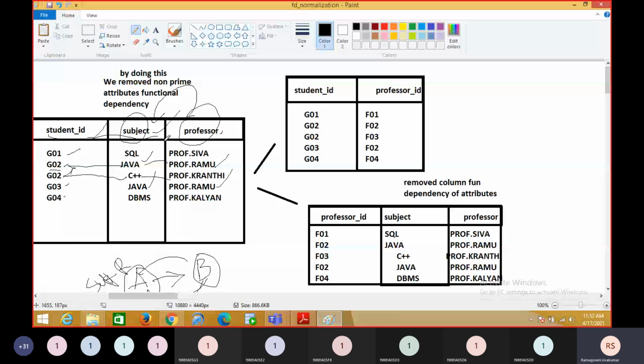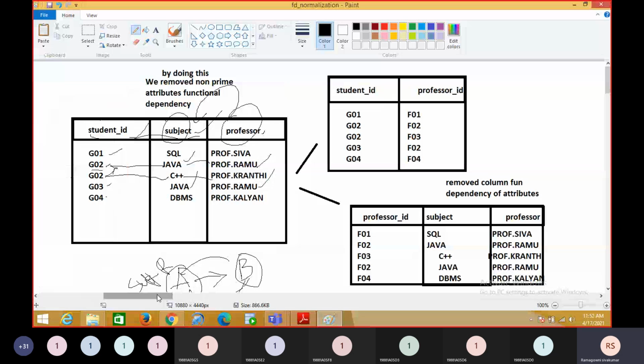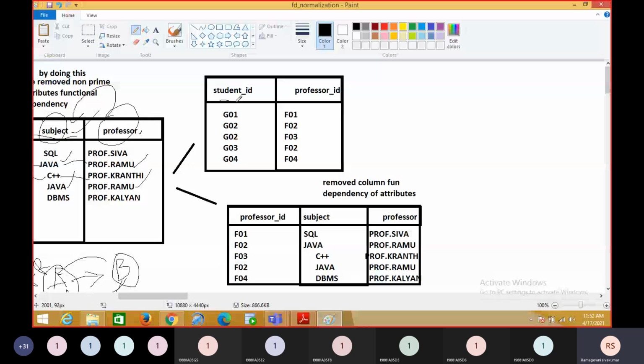How can I decompose it here? So I can decompose this one like this. So student ID, professor ID, and here I added professor ID. So here professor ID is what? Super key of the table. So that means it removes column functional dependency of the attribute. Okay, in this way I can divide, and that means I can decompose the table.